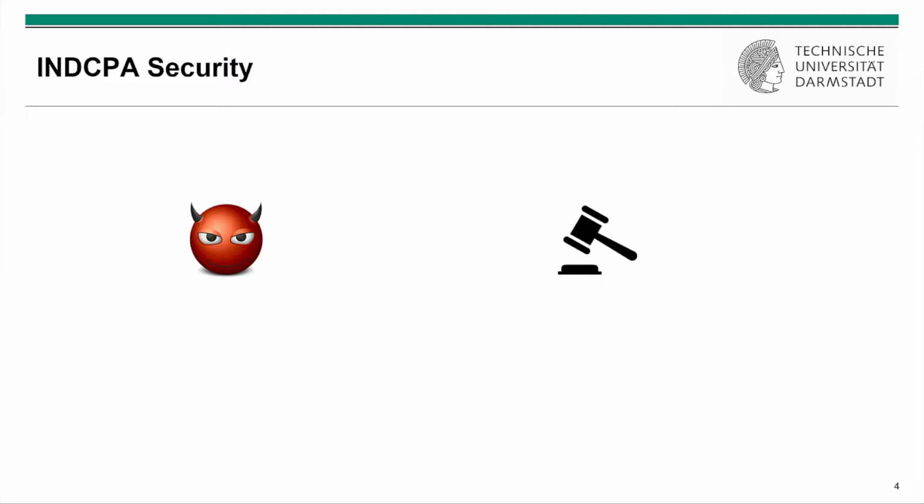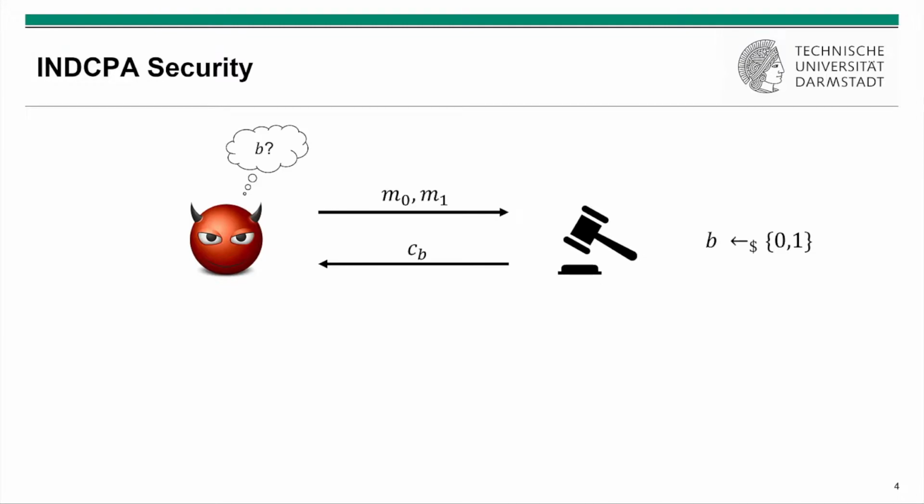For the public key case, they essentially boil down to this indistinguishability phase, where we have an adversary and a challenger. The adversary will send two messages, M0 and M1, to the challenger. The challenger will then flip a bit B at random. Depending on the bit, he will encrypt either of the two messages and send back the corresponding ciphertext CB to the adversary. The goal of the adversary is then to determine this bit B chosen by the challenger.